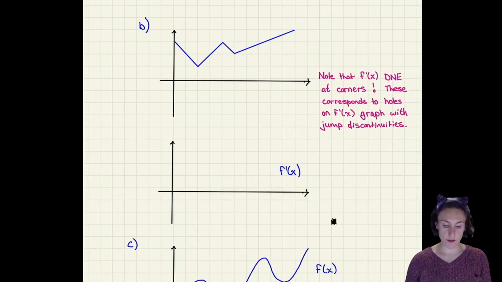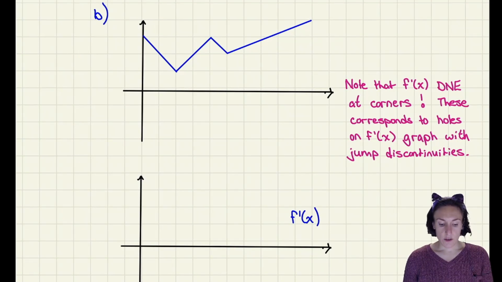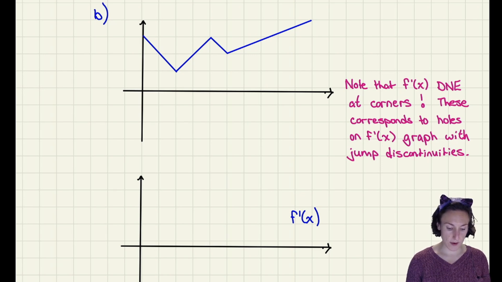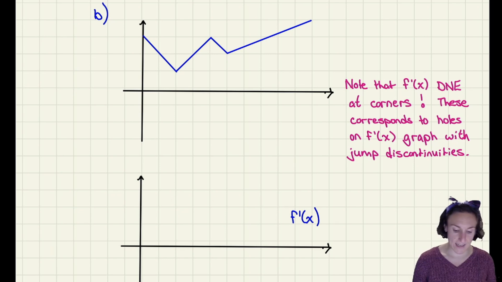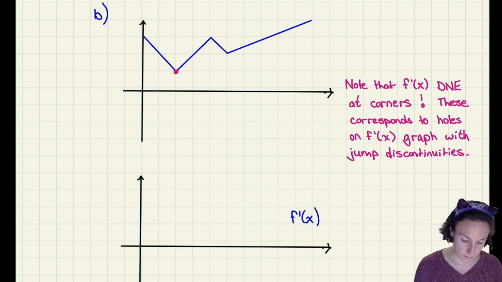Now let's do something that looks kind of weird. The first thing that stands out to me is that I have straight lines. These are just linear, this and this separately. If I differentiate a linear function, I'm just going to get a constant. So my derivative from here to here will be some sort of constant value, and from here to here will be some sort of constant value, and so on and so forth. But I have a little bit of a problem.